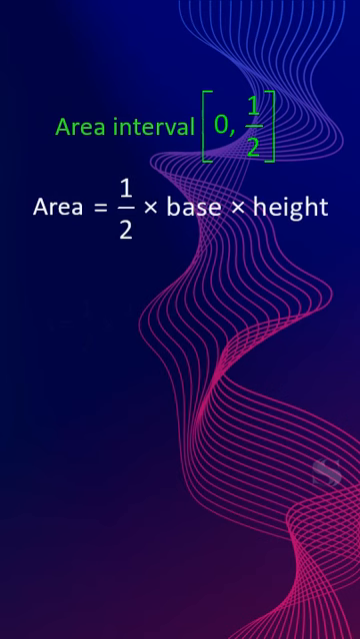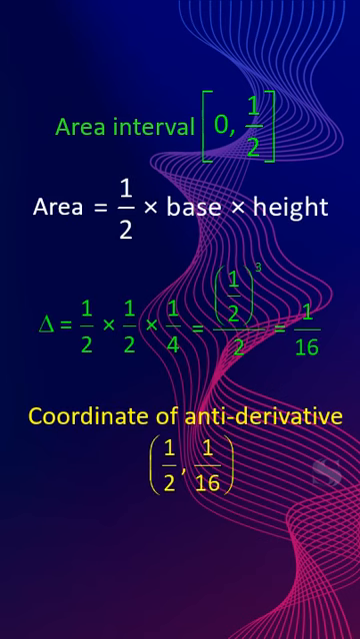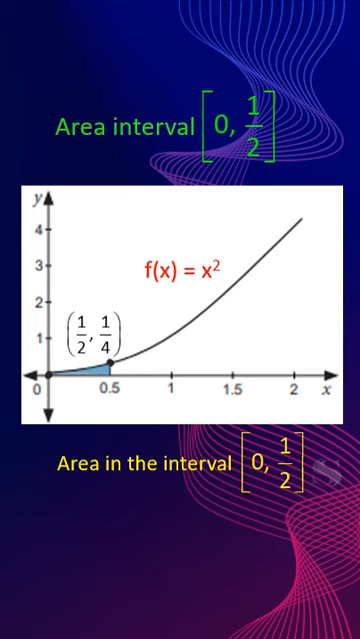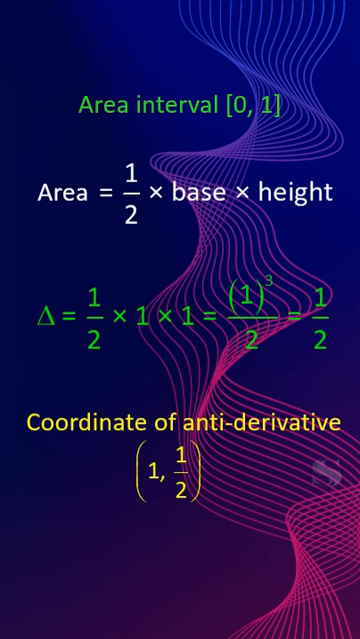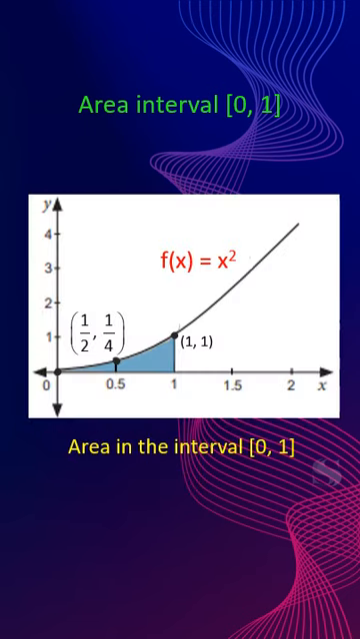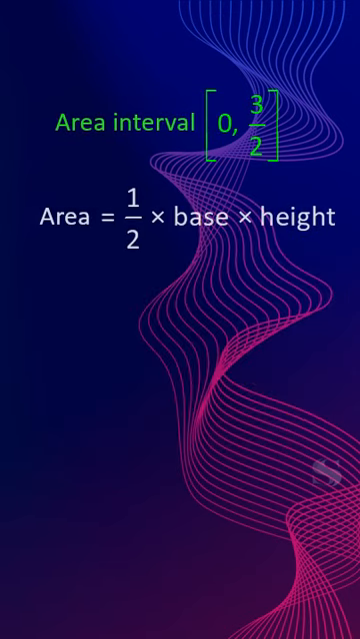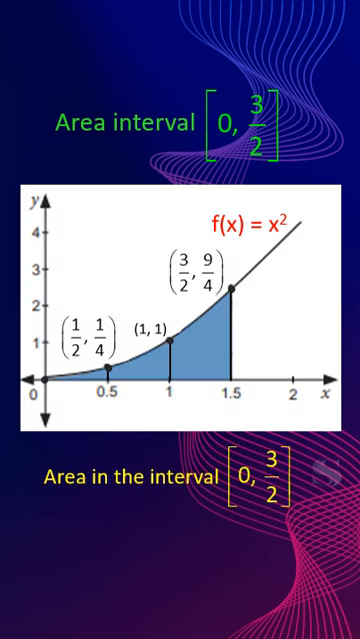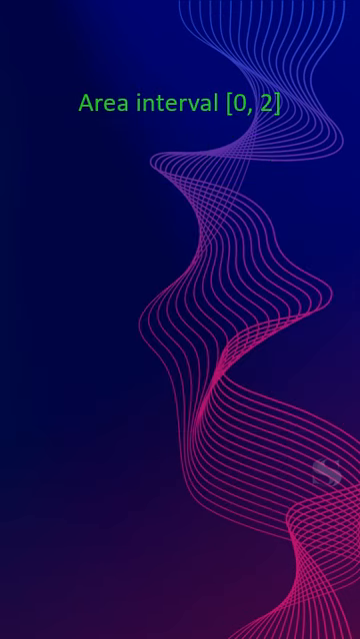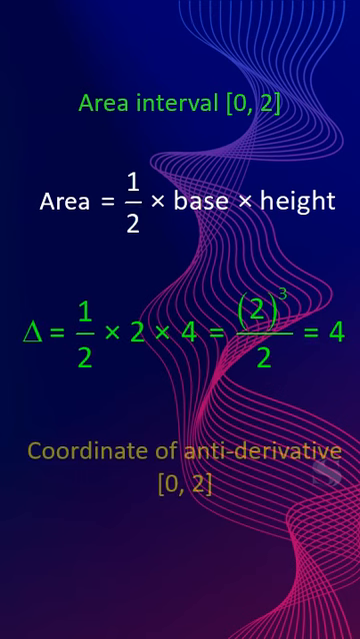This is the area under the curve at x equal to half. Thus, the area is between 0 to half on the x-axis. This is the area under the curve at x equal to 1. Thus, the area is between 0 to 1 on the x-axis. This is the area under the curve at x equal to 1.5. Thus, the area is between 0 to 1.5 on the x-axis. This is the area under the curve at x equal to 2. Thus, the area is between 0 to 2 on the x-axis.